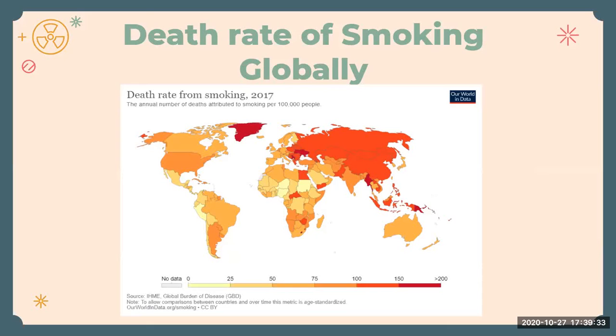And you can see that the United States is about 75 per 100,000 people. And you can tell around the Russia area, the dark orange is 100 per 100,000 people. Global burden of disease for the death rate of smoking globally. Next slide, please.